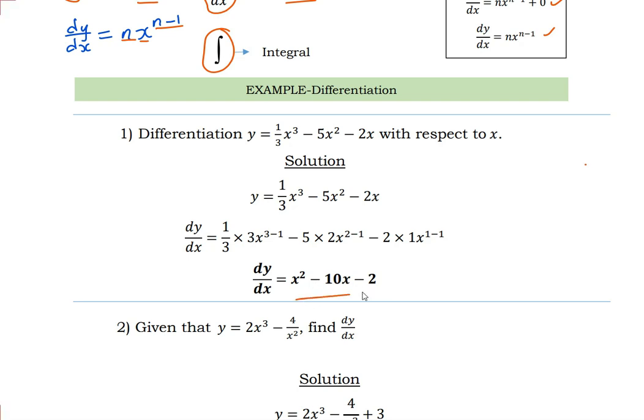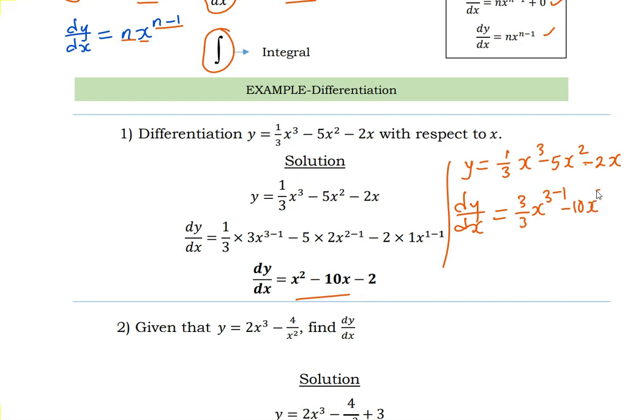Let's check out now this. This is the answer that we have. For this one, you can say y is equal to 1 over 3 x power 3 minus 5x power 2 minus 2x. Okay, so we're going to say dy dx is equal to, when you multiply this power 3 by the number which is in front here, it will be 3 over 3x, and then you say 3 minus 1, this power minus 1. Here it will be minus 10x power 2 minus 1.